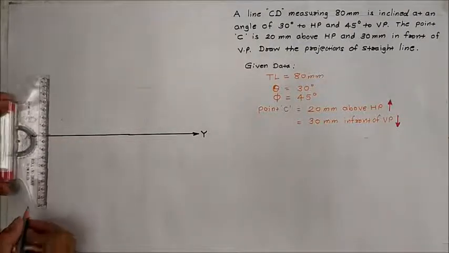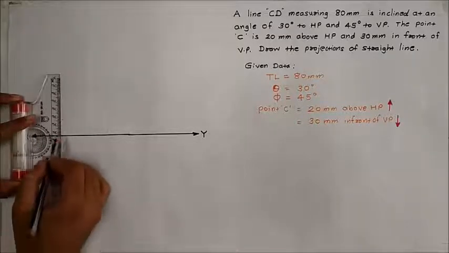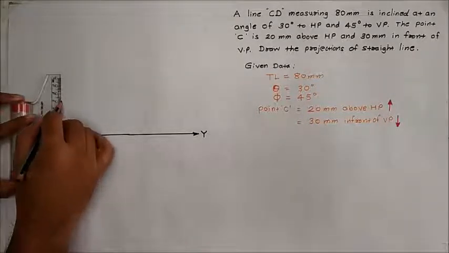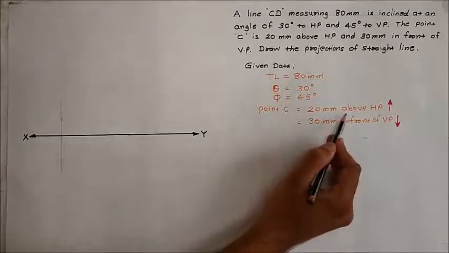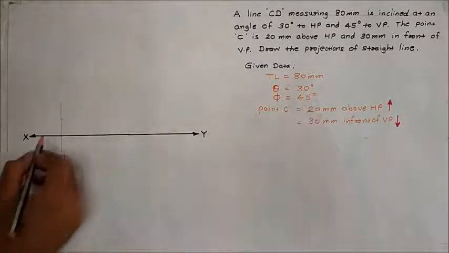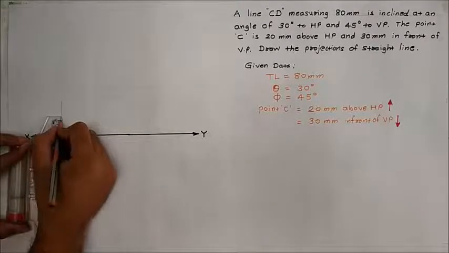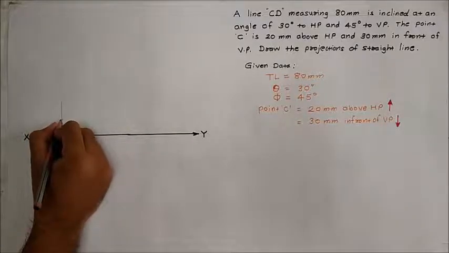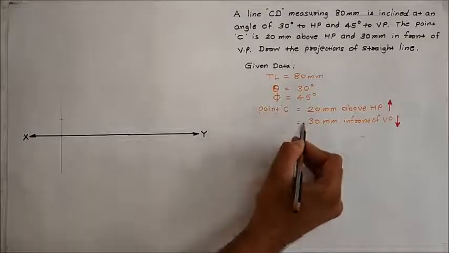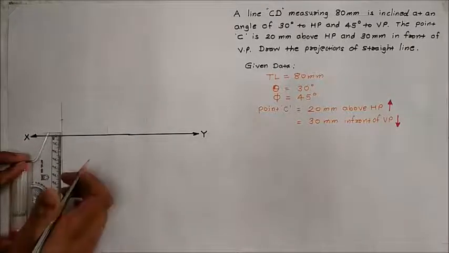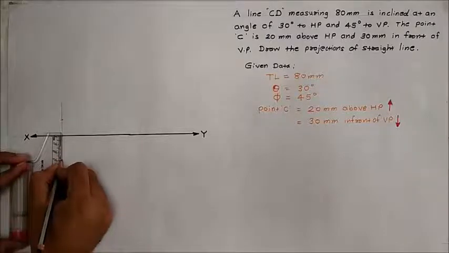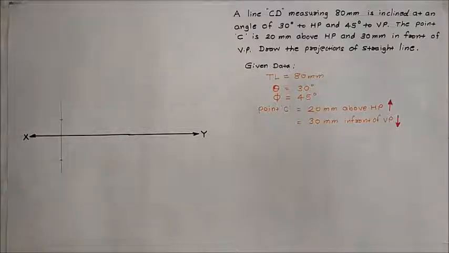Through that point, draw a projection line which is perpendicular to the XY line, and on this line locate point C. The location of point C is given as 20 mm above HP. It means we have to draw above the XY line. So above the XY line, at 20 mm, mark a point. The location of point C is 30 mm in front of the vertical plane, which means below the XY line you have to plot the point C. So below the XY line, 30 mm, mark a point.